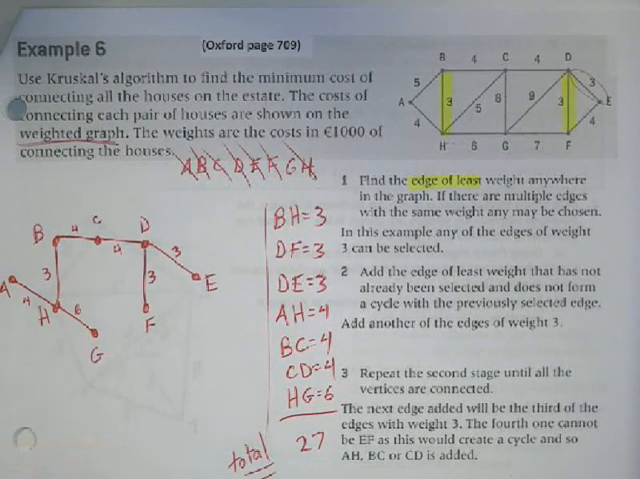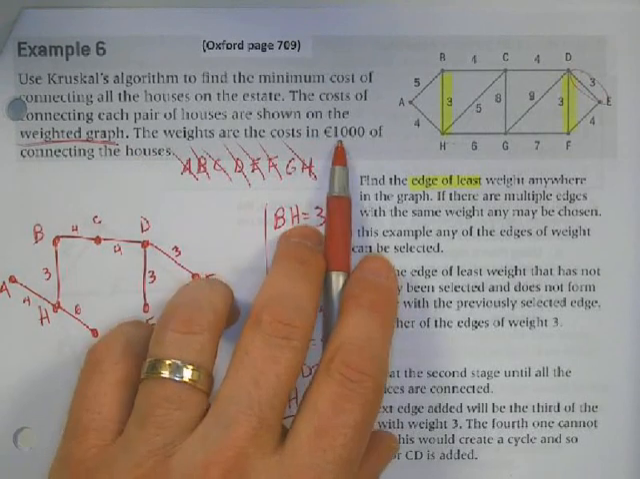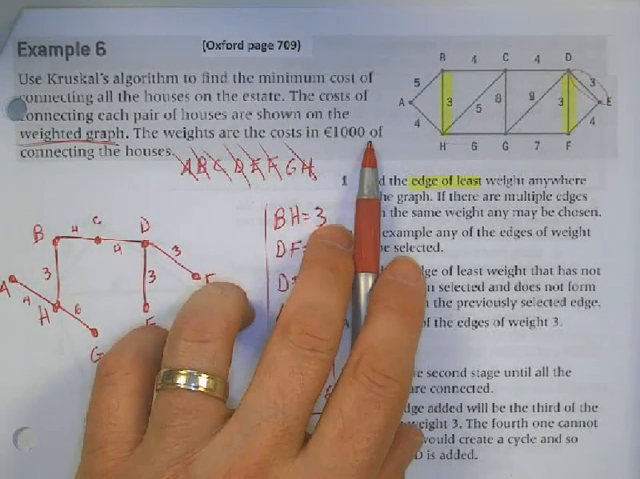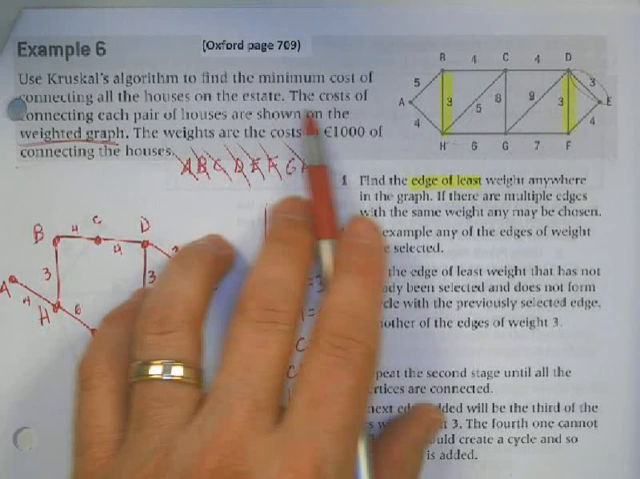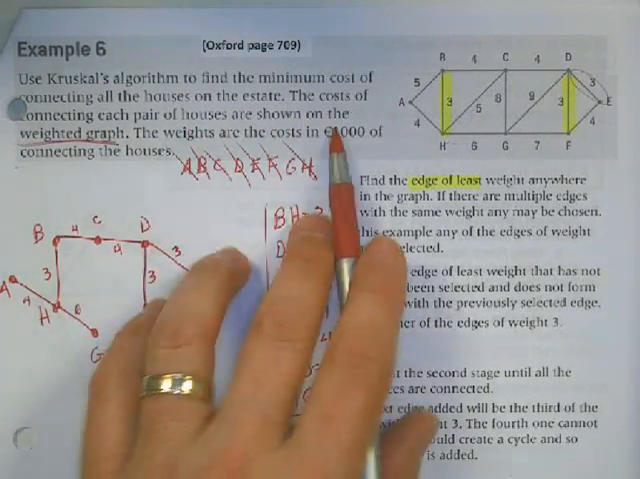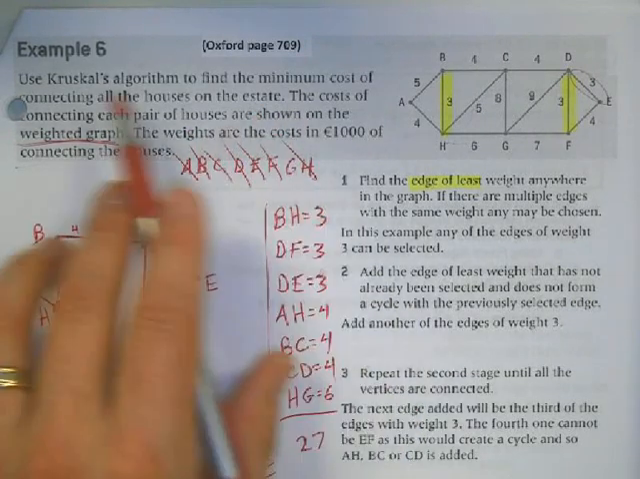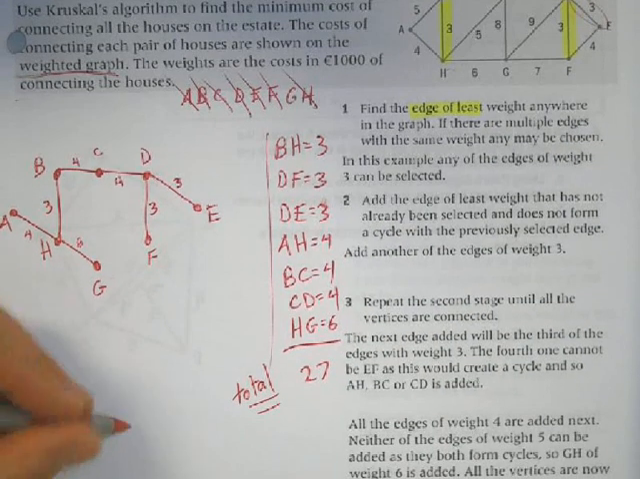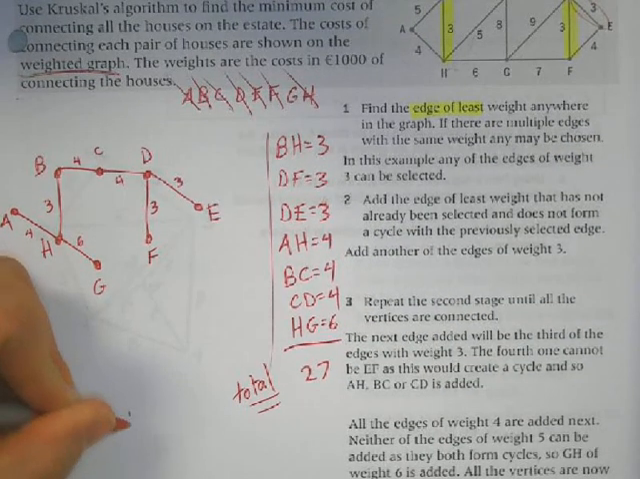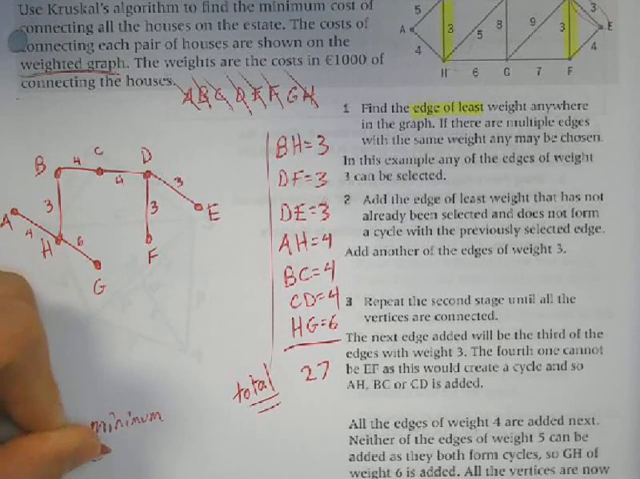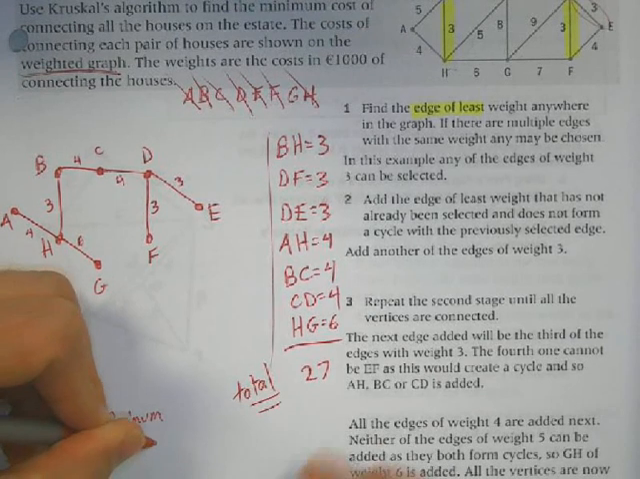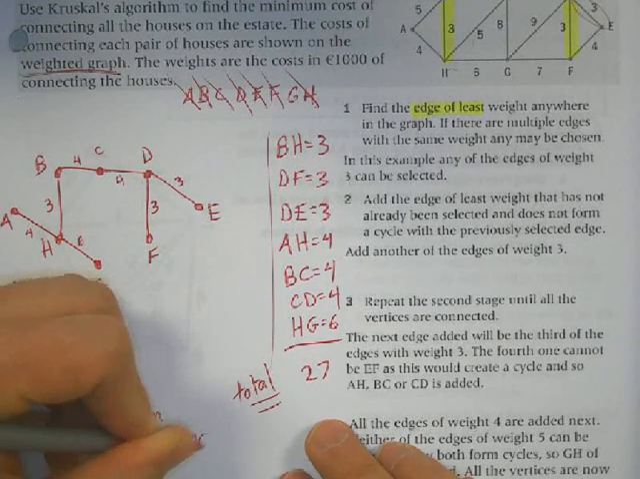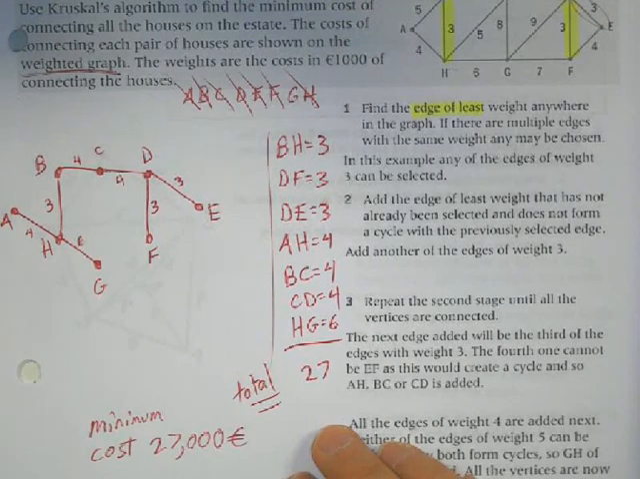And so to answer our question, the weights all cost 1,000 euros each. The cost of connecting each pair is shown below. You find the minimum cost to connect it. So the minimum cost is 27,000 euros.